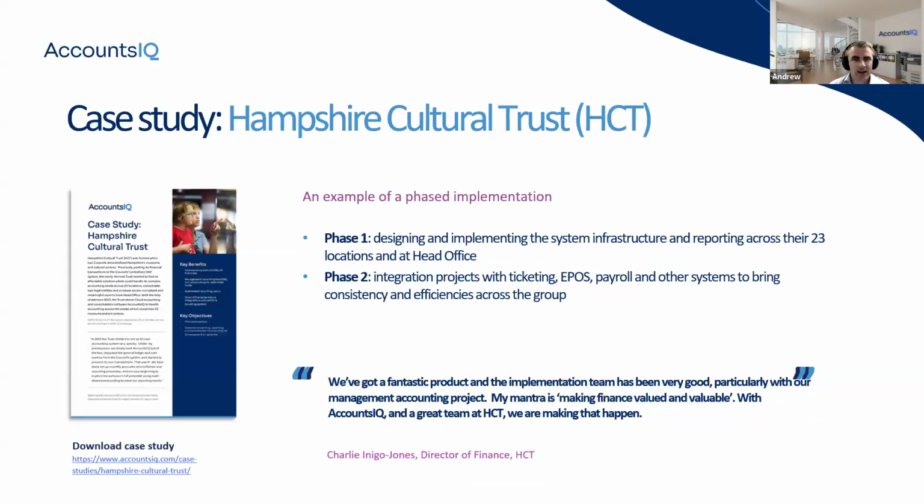Whereas Hampshire Cultural Trust had a much bigger phased implementation, where phase one was just the core finances, the 23 locations that they needed to report on and break down. And then phase two, because of the nature of their charity, they had ticketing, EPOS systems and everything else that they wanted to integrate and bring that information into the system.